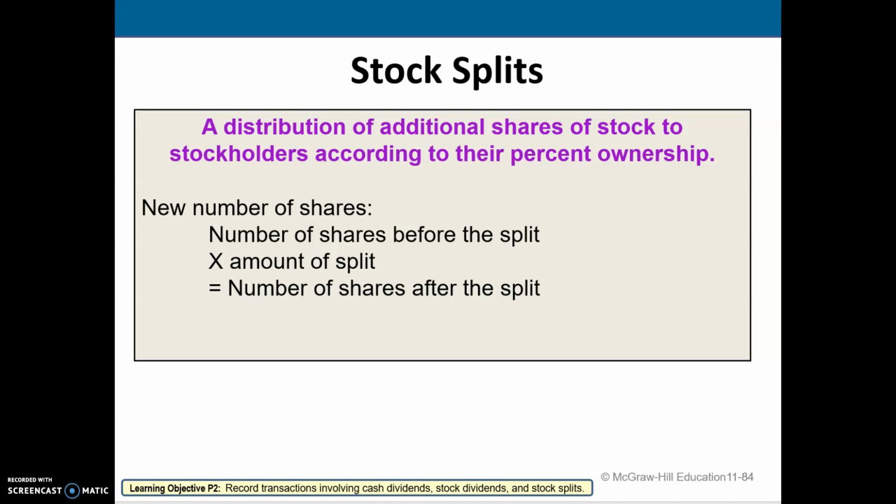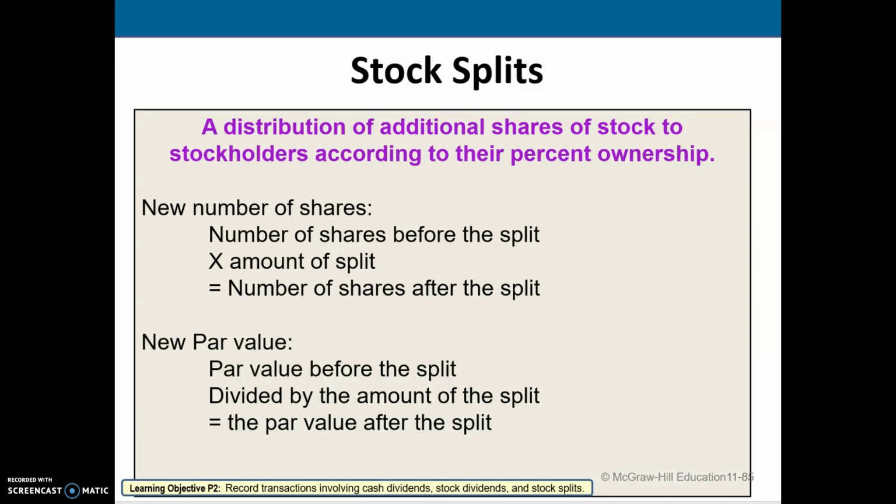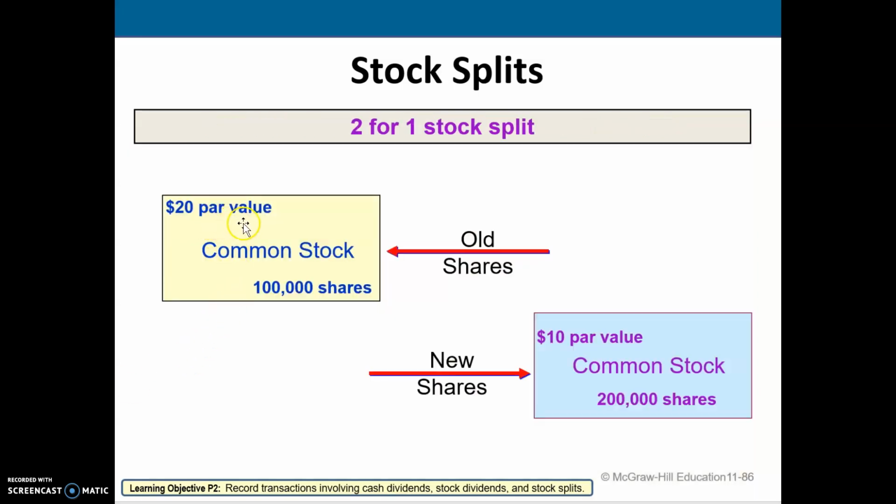For the new number of shares, we take the number of shares before the split and multiply it by the amount of the split. For the par value, we take the par value before the split and divide it by the amount of the split to get the new par value. So, $20 par common stock, we've got 100,000 shares, 2-for-1 stock split. 100,000 shares times 2 is 200,000. $20 divided by 2, the par value is 10.